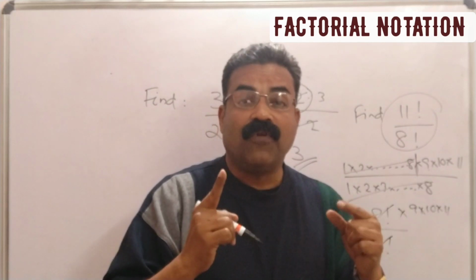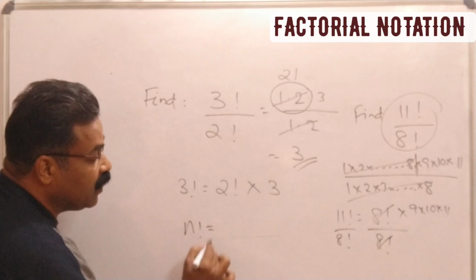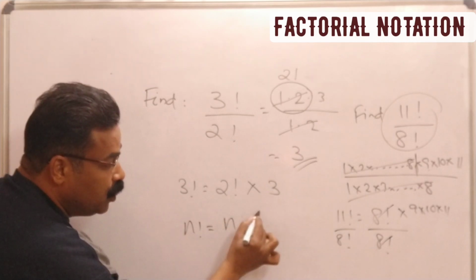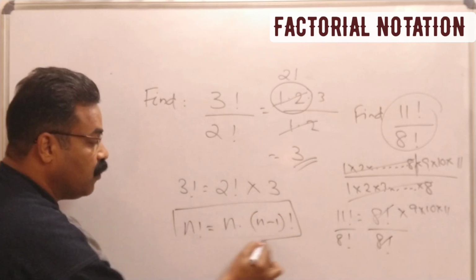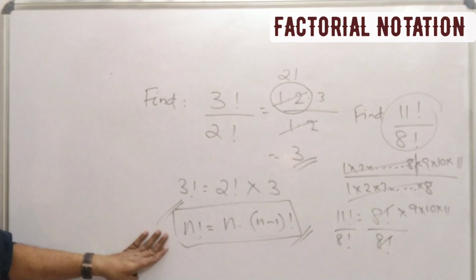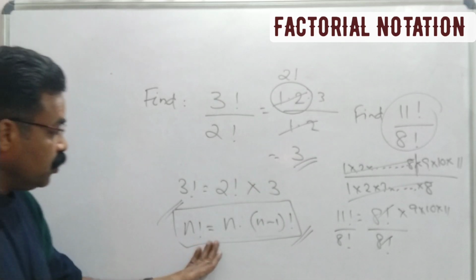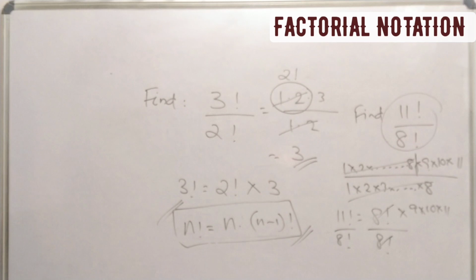One more different formula we have here, that is n factorial can be written as n into n minus 1 factorial. Very, very important formula. Please note this formula. It is very important for your competitive examinations. N factorial can be written as n into n minus 1 factorial. Kindly note it. Then we will go to the next concept.